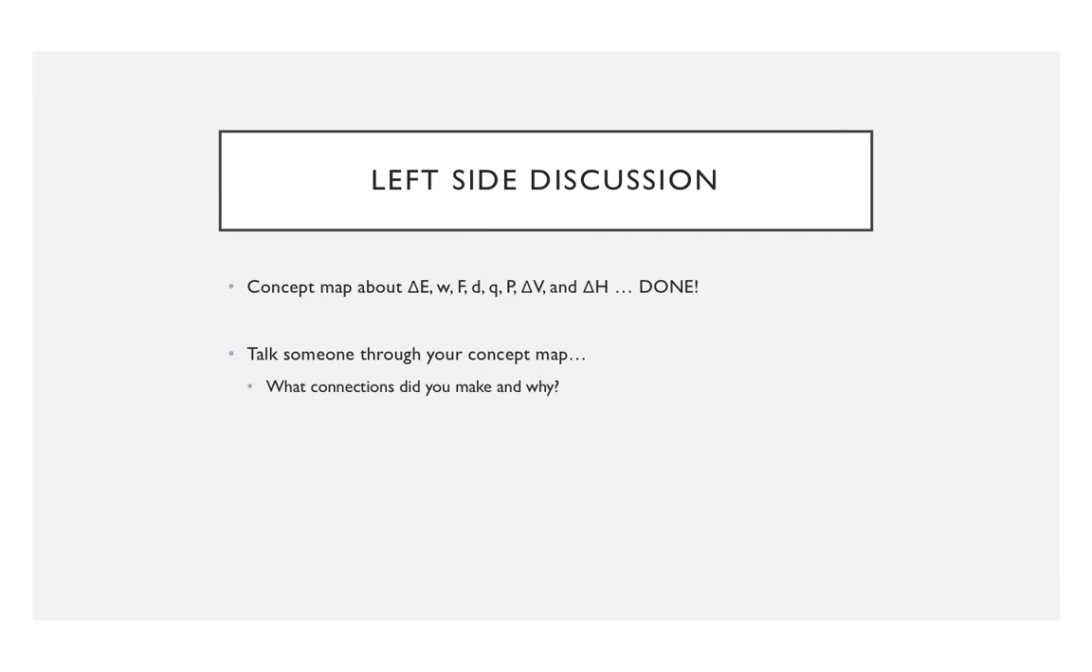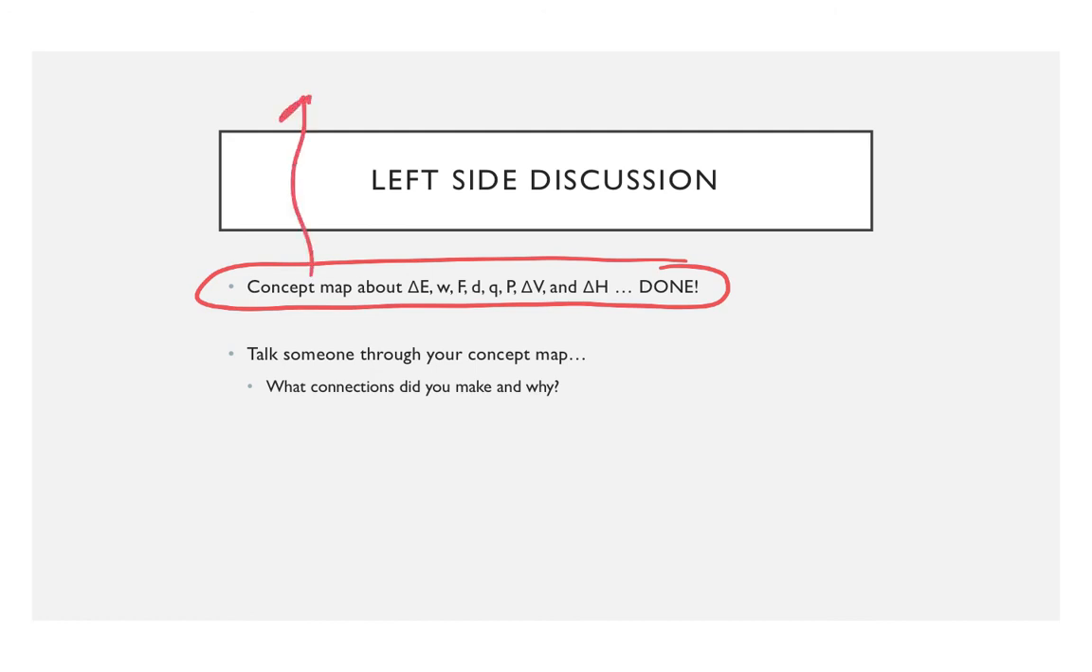All right, so that was a lot. So what I would like you to do on your left side for this particular set of notes is to go ahead and make a concept map about delta E, W, Q, P, delta V, and delta H. If you don't know what I'm talking about in terms of a concept map, I've linked a very short video that explains what I want you to do.